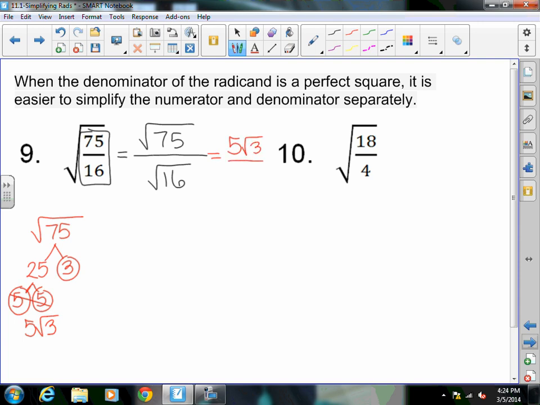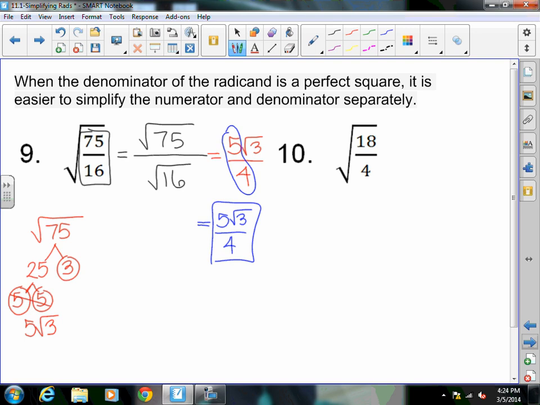Bottom number, if you do square root of 16 on your calculator, you get out the whole number 4. Before you circle your answer, you need to check and see these numbers that don't have rads. Can they be reduced? 5 over 4 cannot. So your answer stays 5 rad 3 over 4.